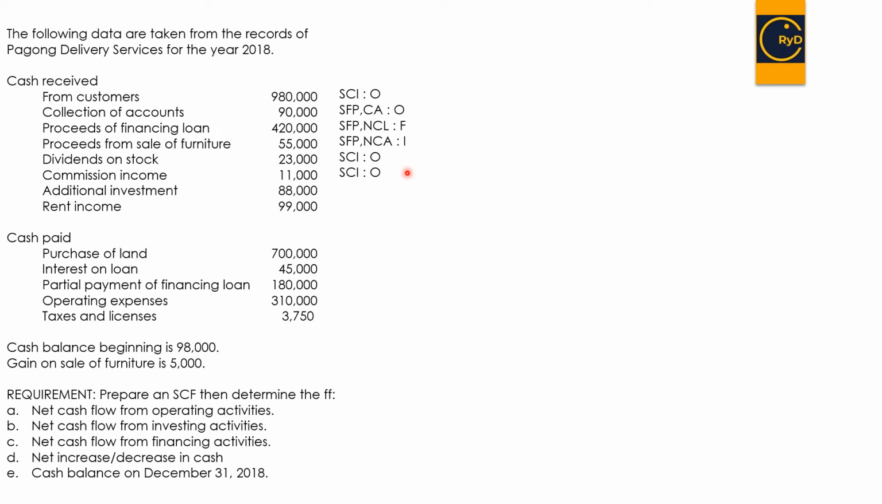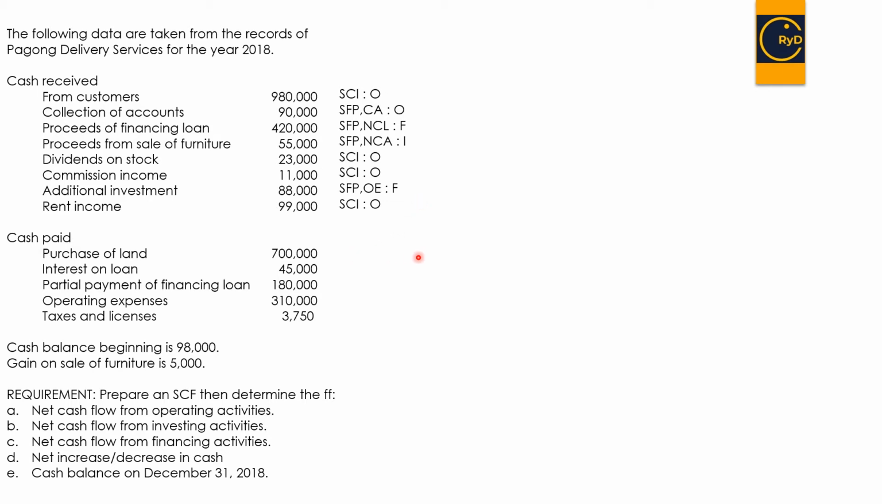And then the owner had an additional investment. This is affecting our owner's equity account. So if we are to create an entry for this one, this would be debit to cash and then credit owner capital. Okay, so this is a financing activity. And then next we have rent income. This is also found in our SCI, so this is operating.